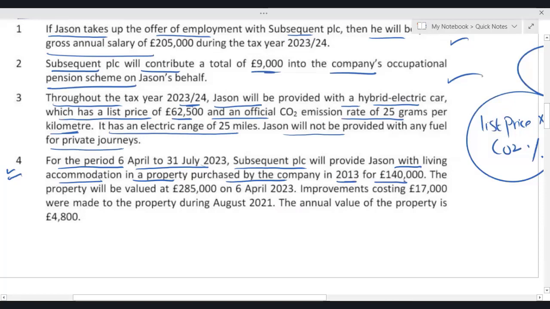The property was purchased by this subsequent PLC in 2013 for 1,40,000. Obviously, an expensive accommodation. The property will be valued at 2,85,000, the market value, on 6 April 2023, and 6 April 2023 is the date when this property will be handed over to Jason. Can I say for 4 months? Because from 6 April, if you count the time period till 31st July 2023, we have 4 months. So logically, this property will be given to Jason for 4 months.